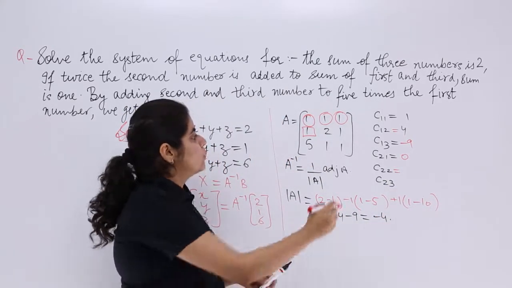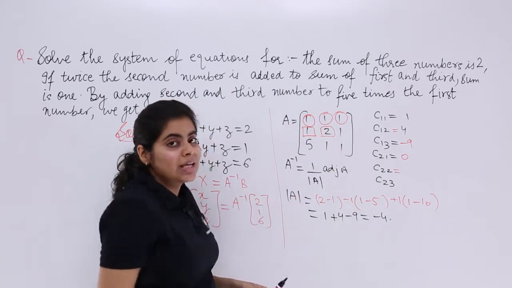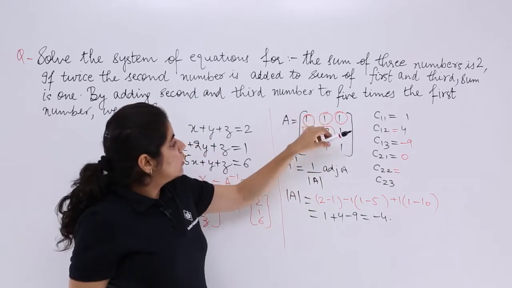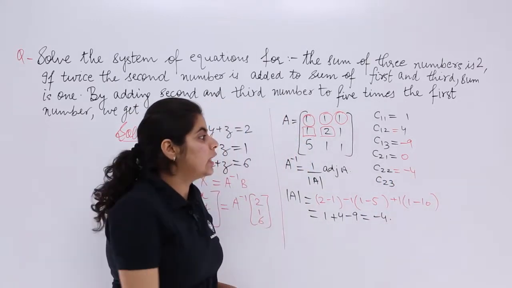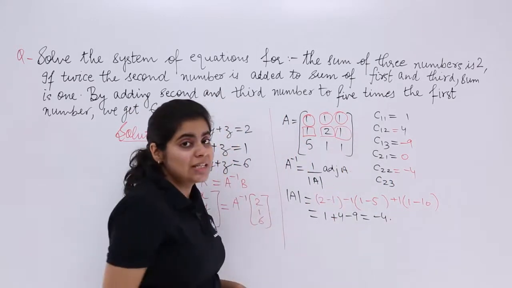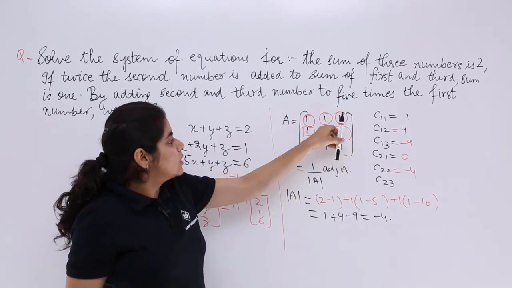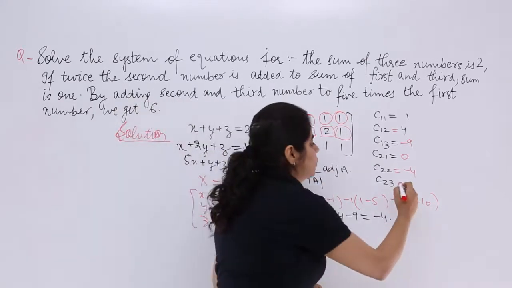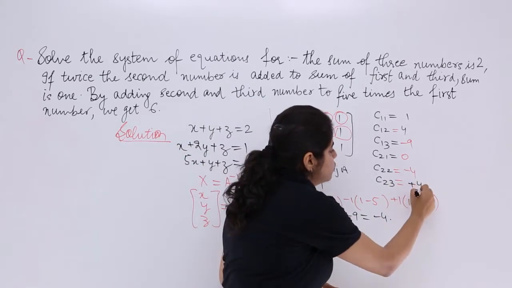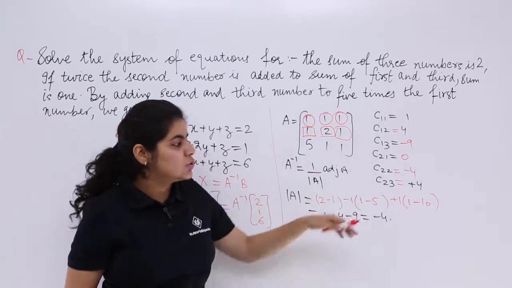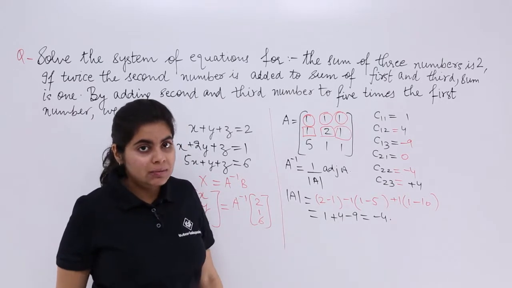C22. C22 means you are going to see this 2. Ignore this column, ignore this row. 1 minus 5 is minus 4. C23. Going to see this. Ignore this row, ignore this column, you have 1 minus 5 is minus 4. But minus 4, and you have to place a negative sign because of 2 plus 3 being an odd number, so it becomes plus 4. Till here done, right?